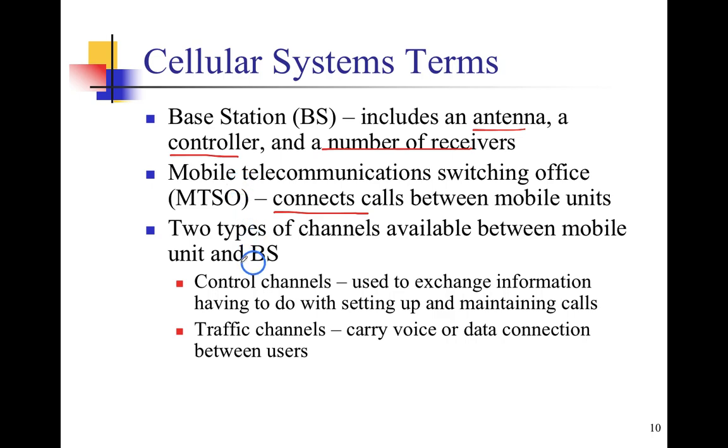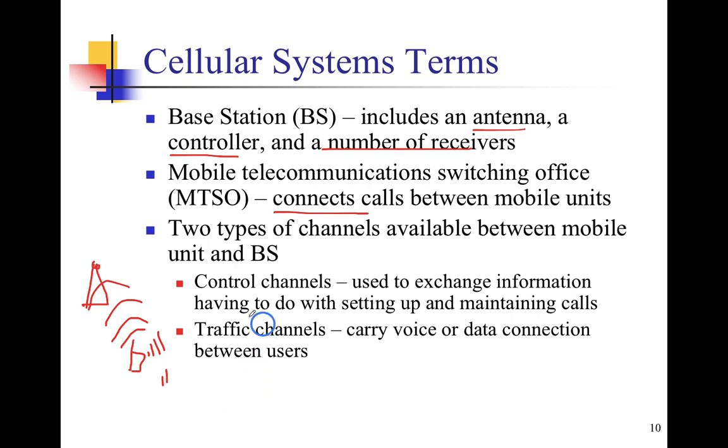mobile telecommunication switching office. Remember this, there are two types of channel available between mobile unit and base station. The mobile unit is your mobile phone. So this is the base station, and this is your mobile phone. Your mobile phone is always reporting to the base station. That's why you have the bars. If you are far from the base station, your communication bar is on maybe 1 or maybe 2, like that.